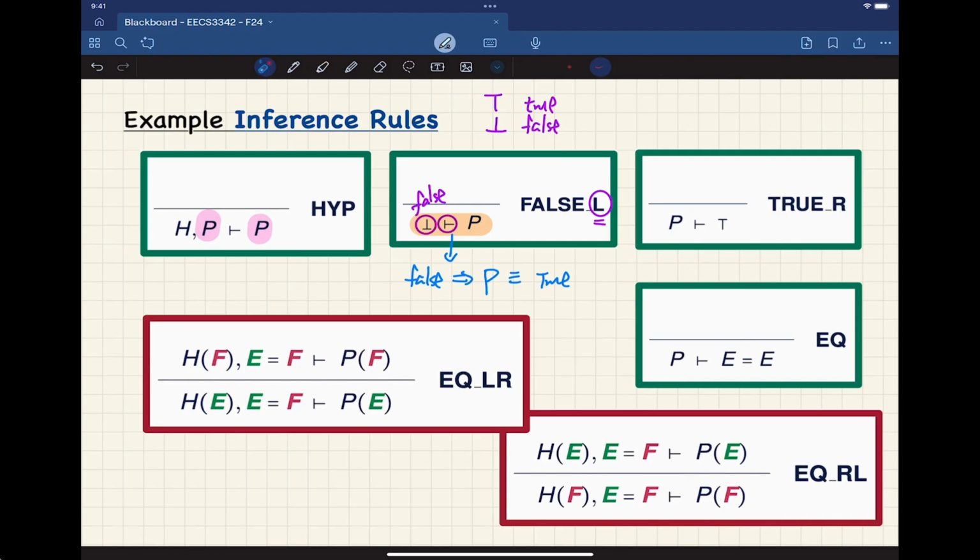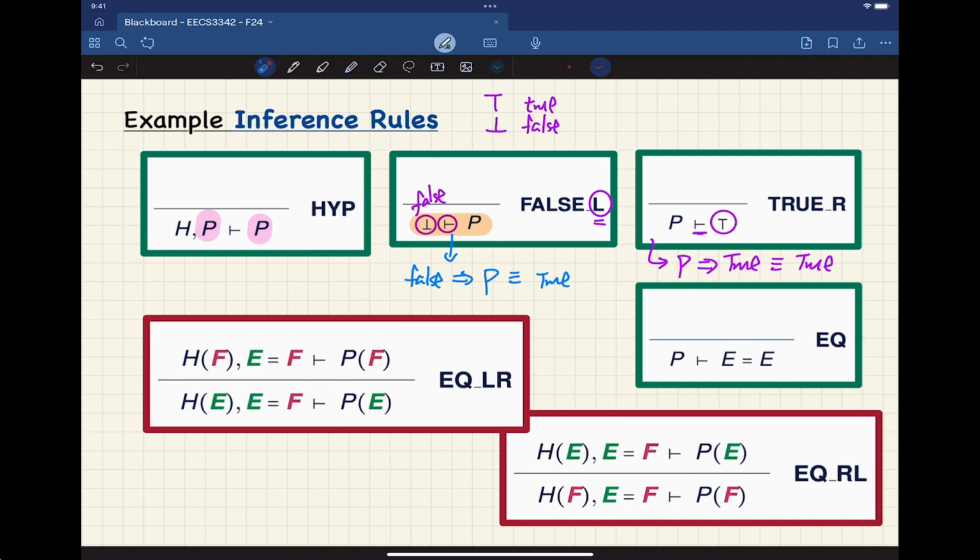And this one is something similar. If true appears to the right of the turnstile, that should be automatically proved too. You can see the true over here appears to the right of the turnstile. It would be as if we say P implies true, which is equivalent to just true. That's also proved automatically. And if on the right-hand side, the goal, you've got something equal to itself, it's also automatically proved. Doesn't matter what the hypothesis is. So it's called the equal inference rule. That one is also straightforward.